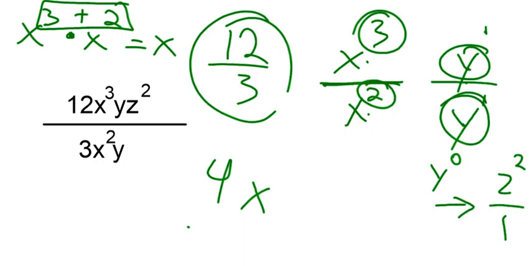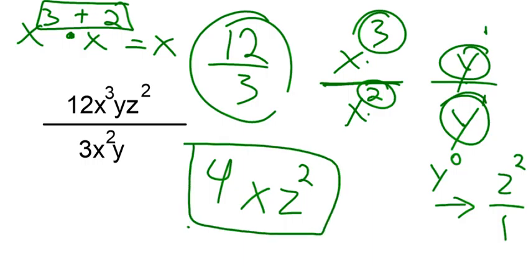And finally, we get to our last step. We have z squared divided by 1. Anything divided by 1 is what it already was. And so 12x to the third yz squared divided by 3x squared y gives us an answer of 4xz squared.